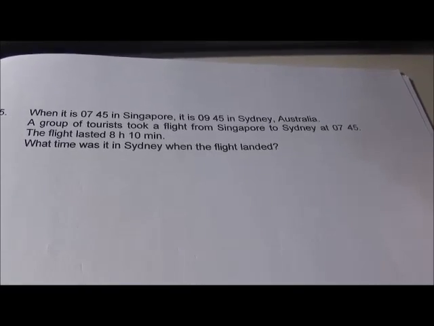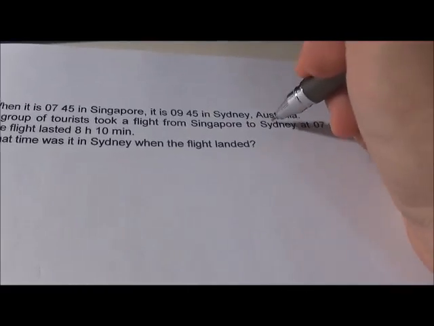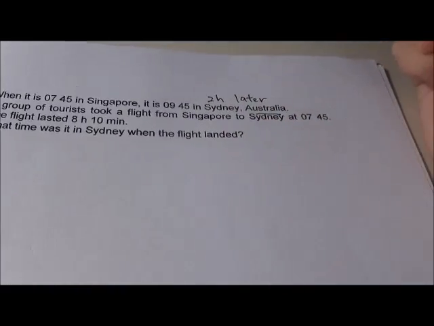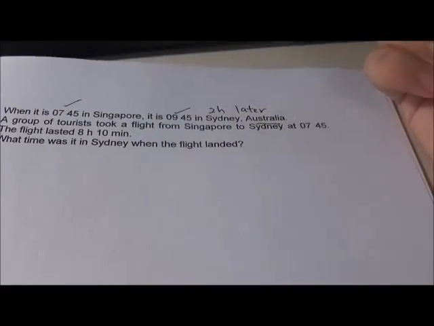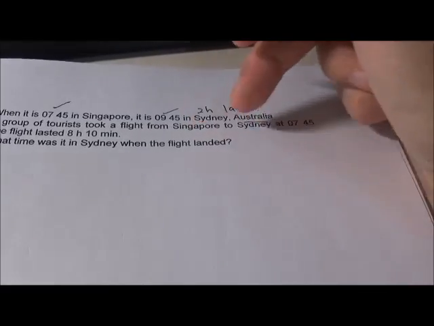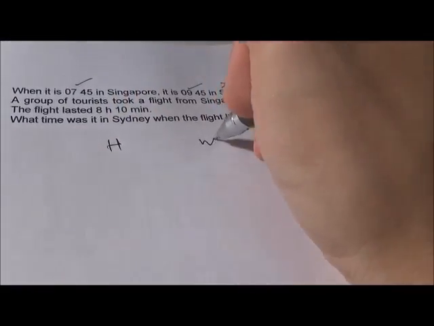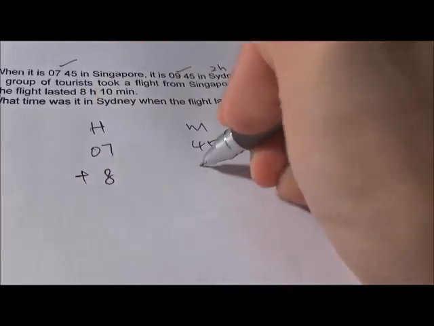Okay, when it is 7:45 in Singapore, it is 9:45 in Sydney, Australia. So you know that Australia time is 2 hours later than Singapore. Because you see 7:45, 9:45, that's 2 hours later. A group of tourists took a flight from Singapore to Sydney at 7:45. The flight lasted 8 hours and 10 minutes. So first, we should have hour, minute. Okay, 7:45 plus 8 hours and 10 minutes.